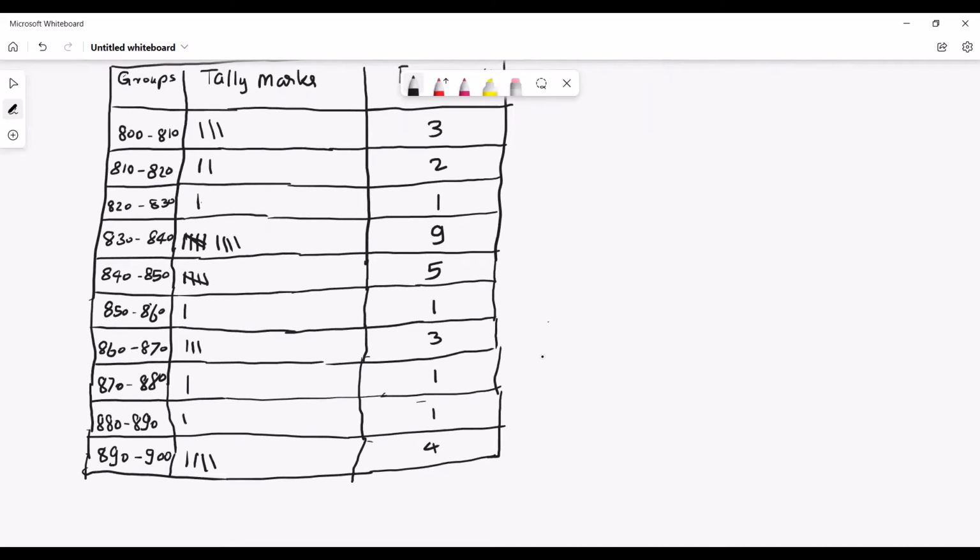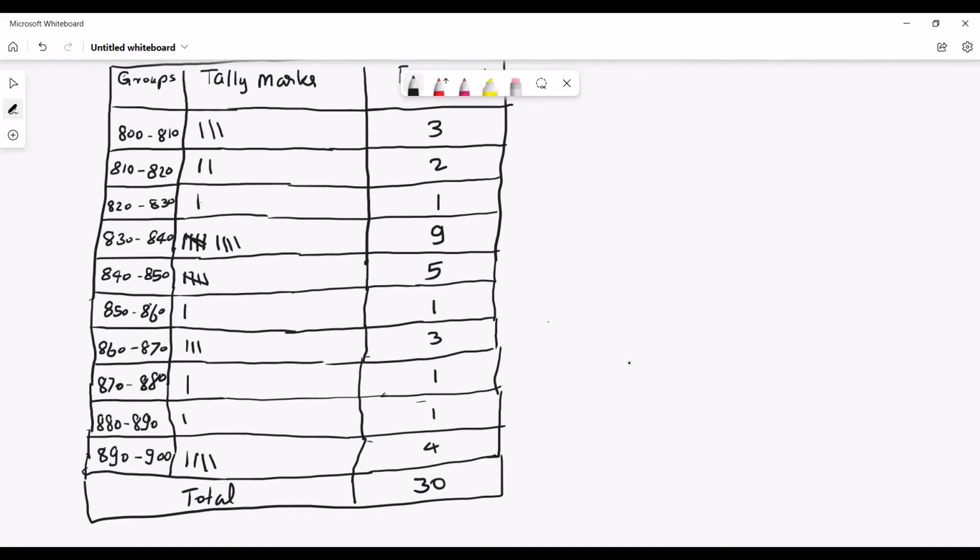Now we will add the total. Three plus 2, 5, then 6, then we are having 15, then 20, 21, 24, 25, 26, and 30. So we got 30, which means that all the data we have considered. And this is the way of making a frequency distribution table.